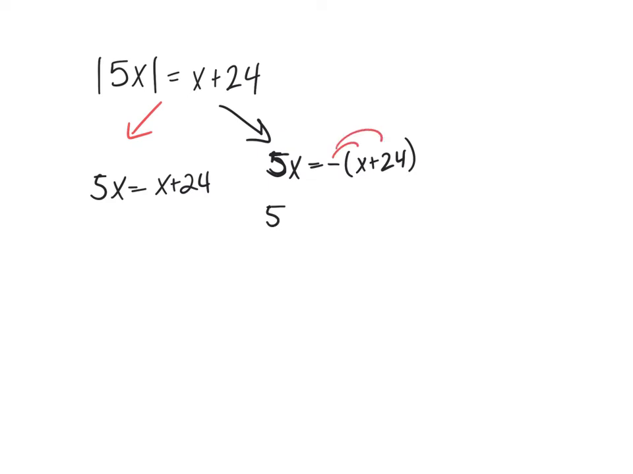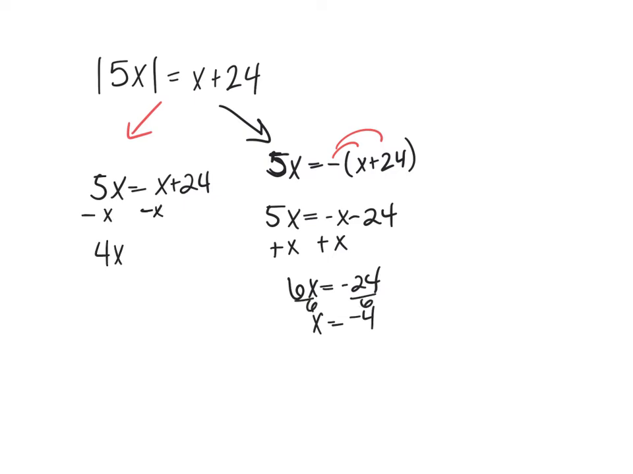So this equation, 5x equals negative x minus 24. And so we're going to add x, and 6x equals negative 24. X is equal to negative 4. And then we're going to subtract x here. 4x equals 24. Divide by 4. X is equal to 6. That solving should not be an issue. Okay, that solving should be easy. We should be getting those things correctly.